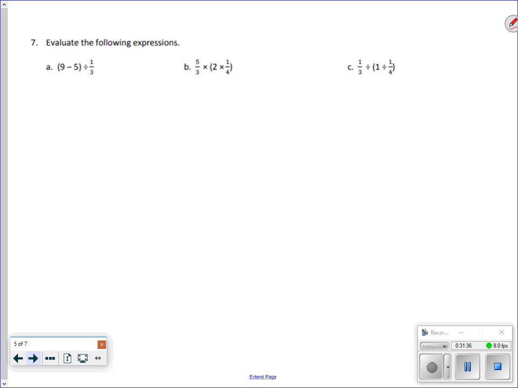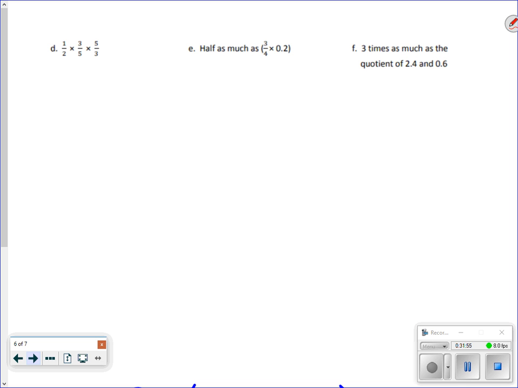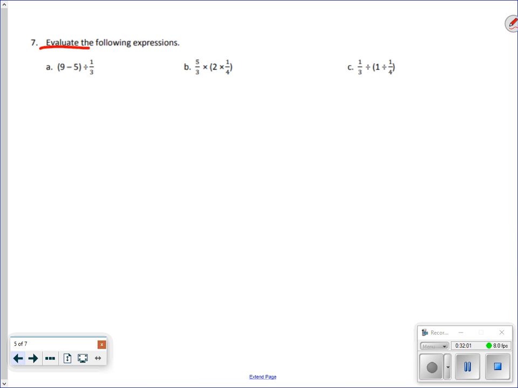Evaluate means solve. When you see the word evaluate, it means solve. It's a fancy word for solve. Actually solve these expressions. You're going to have 7, A, B, and C, and then on the next page you've got D, E, and F. So solve them. You will get an actual answer.